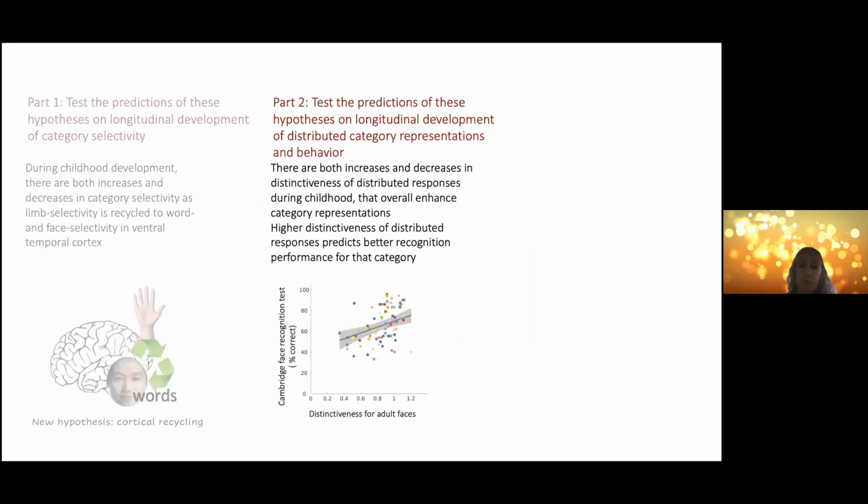So just to summarize the second part, it shows that there are both increases and decreases in the distinctiveness of distributed responses during childhood. And this overall enhances category representations in lateral BTC. And also that these increases in distinctiveness, especially for faces and words, are coupled with better recognition performance for that category.